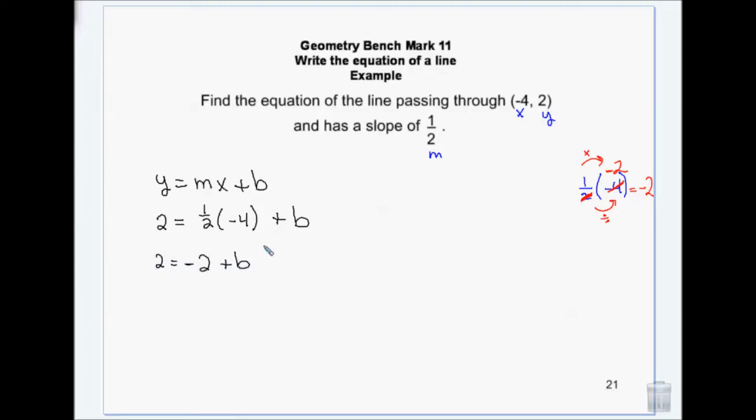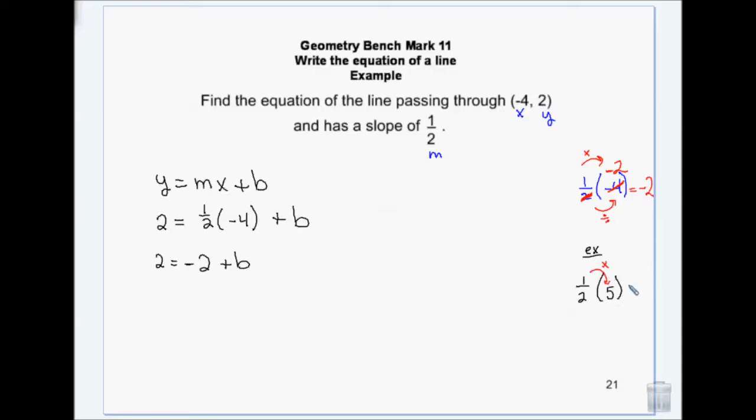Now sometimes it won't divide. So just as another example, if I have 1/2 of 5, 2 does not go into 5. So when that happens, I just multiply.